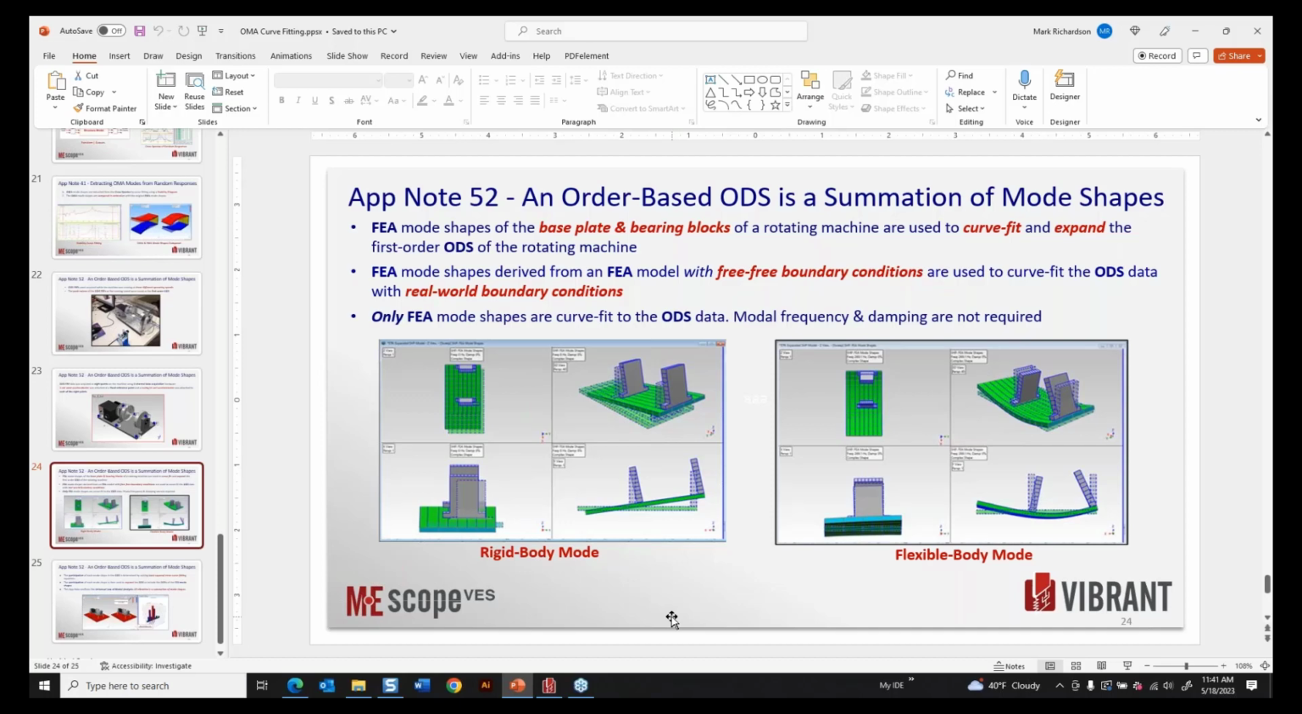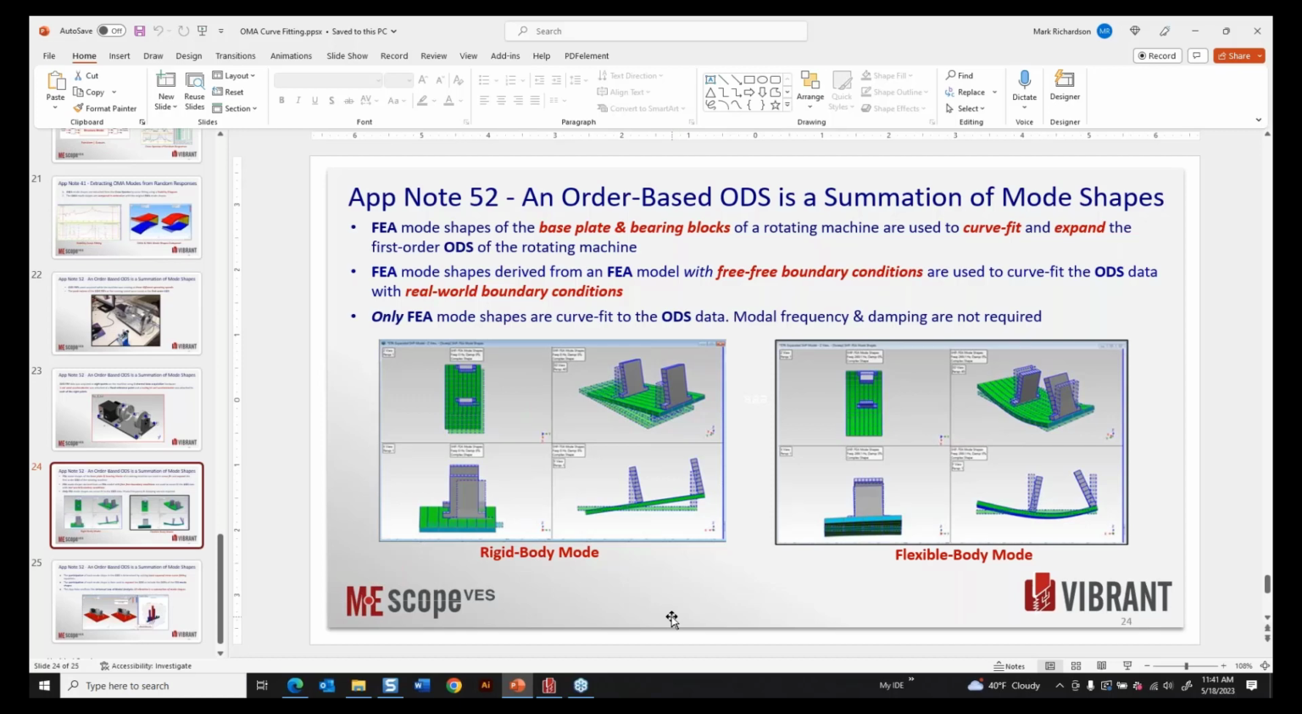So what we're going to do is curve fit mode shapes of the base plate and bearing blocks to the ODS data of the running machine. And we're going to talk about something called modal participation and then shape expansion.